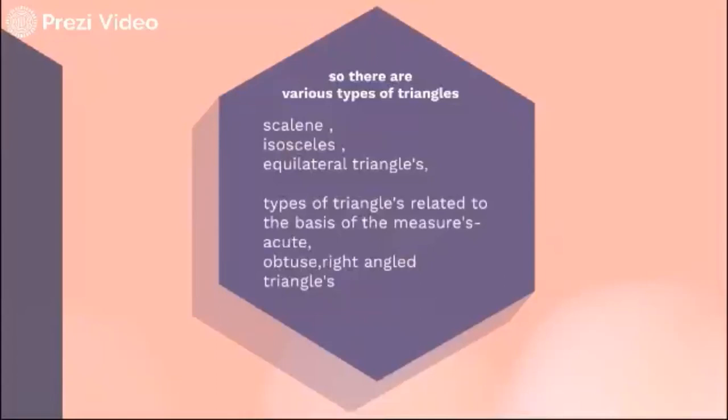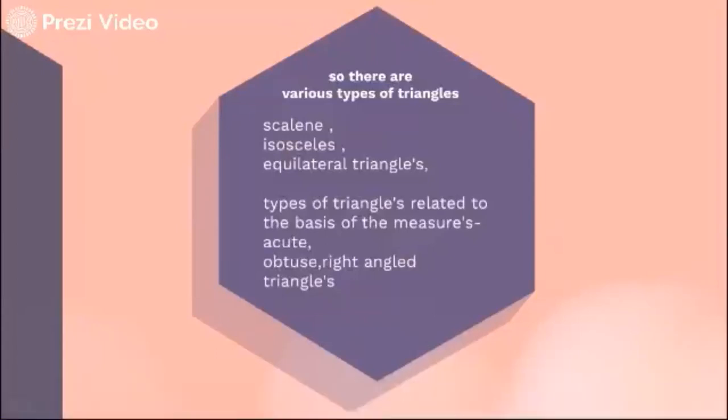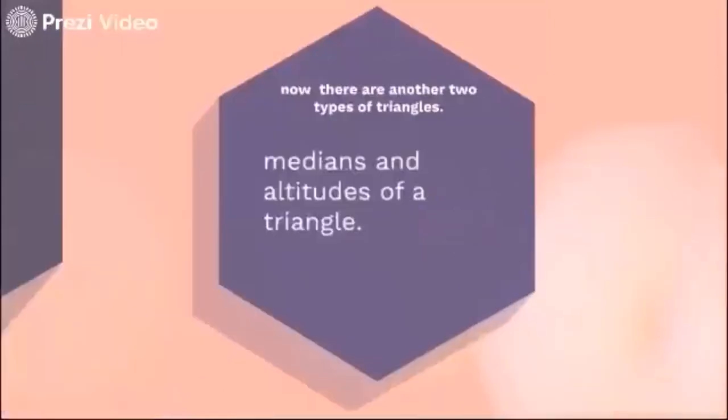So, for example, an acute triangle will be 75 degrees, 65 degrees, and 40 degrees as ABC, and then an obtuse triangle will have 120 degrees, which is PQR, and a right angle triangle will be 60 degrees, 90 degrees, and 30 degrees, MNO.